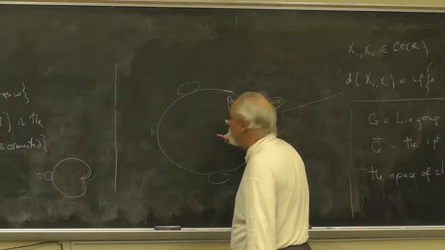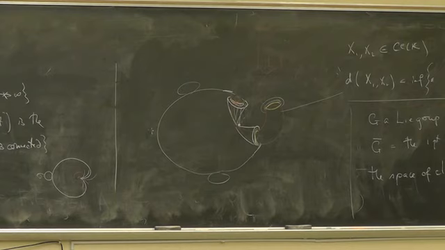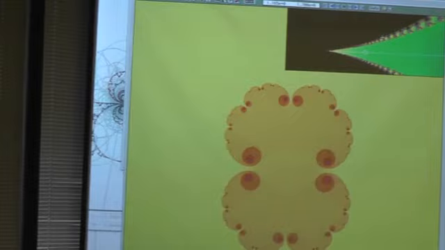There are points along the boundary of the Mandelbrot set, points like these. See if I can get them. Points like these, that point, and then this point, and then this point, and then this point, which converge to some particular point here.